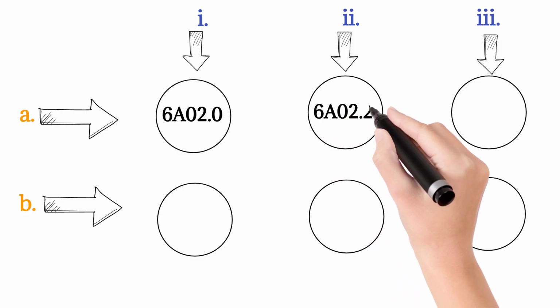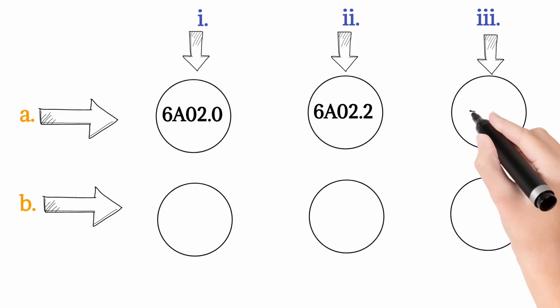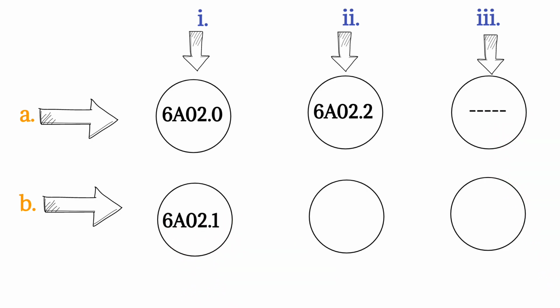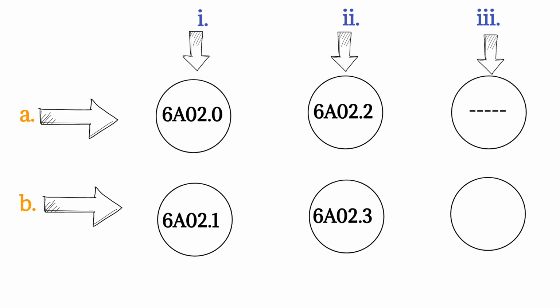The specifier 6A02.2 represents autism spectrum disorder without disorder of intellectual development with impaired functional language. The diagnostic code 6A02.1 represents autism spectrum disorder with disorder of intellectual development and with mild or no impairment of functional language. The diagnostic code 6A02.3 represents autism spectrum disorder with disorder of intellectual development with impaired functional language.